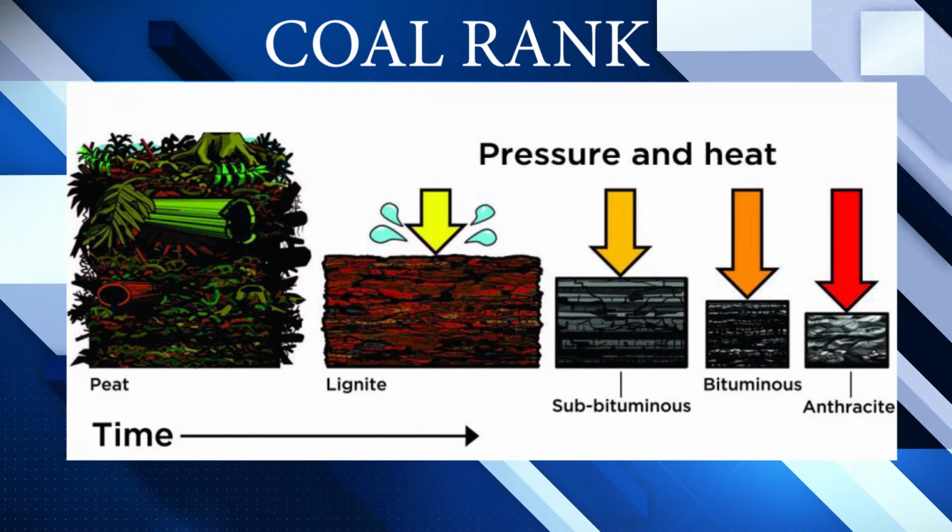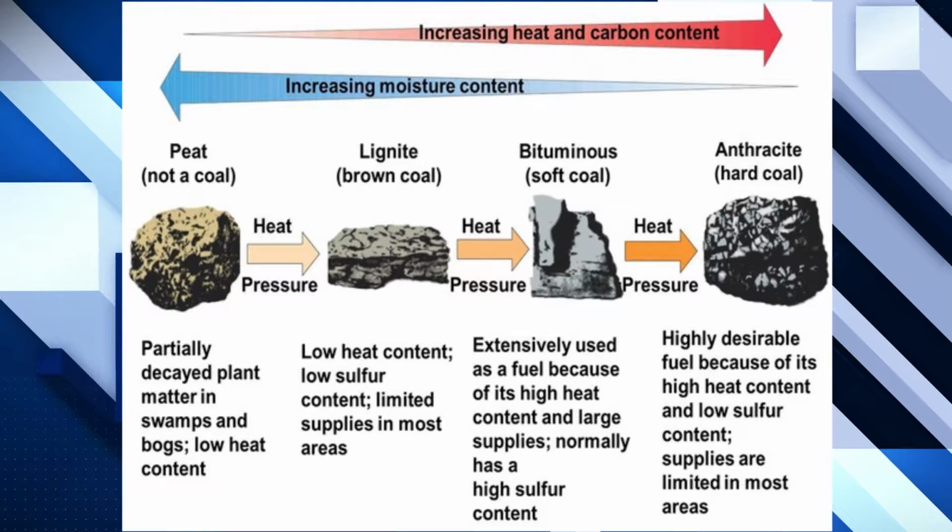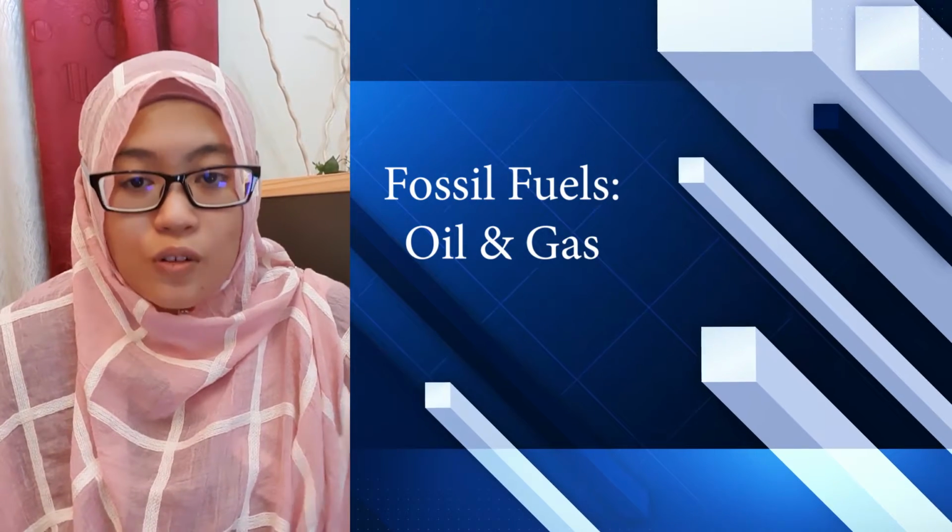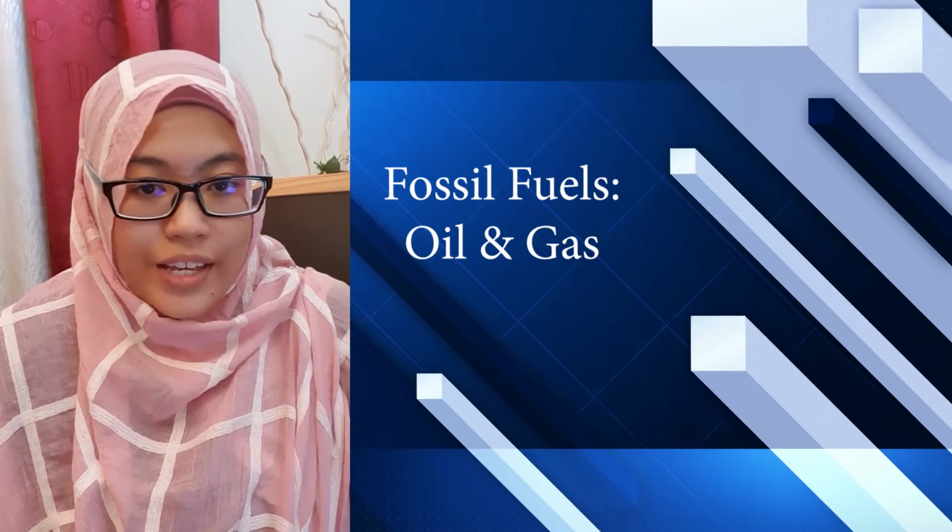For coal rank, first there is lignite, which is the softest and low in carbon but high in hydrogen and oxygen content. The second is subbituminous coal and bituminous coal, which are the medium. And the third is anthracite, which is the hardest and has the most carbon, which gives it the higher energy content. And lastly, the fossil fuels are oil and gas.